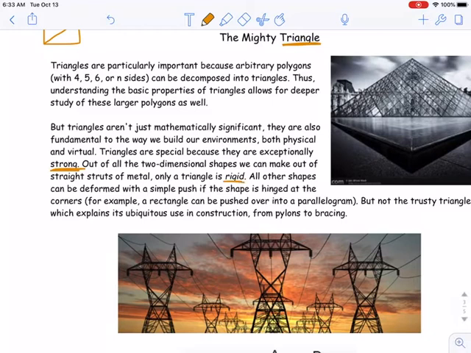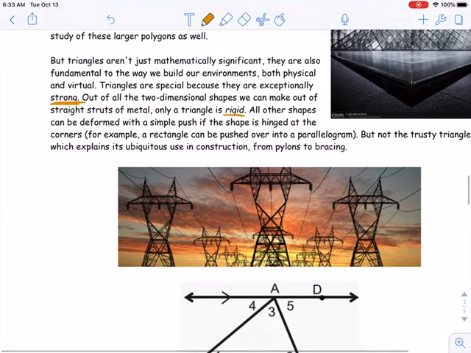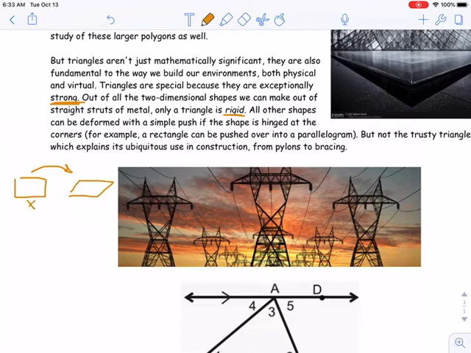Now, I'm sure you've had a teacher tell you this at one point in time, where you can't push over a triangle like you can a square or some other shapes. All other shapes can be deformed with a simple push if a shape is hinged at the corners. For example, a rectangle can be pushed over into a parallelogram. So that's basically saying if you have this rectangle and you're strong enough, you can push the sides over. And that side would still be X, that side would still be Y. They would still have the same lengths.